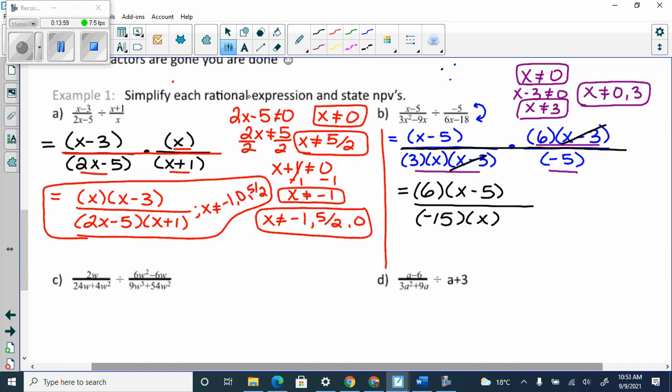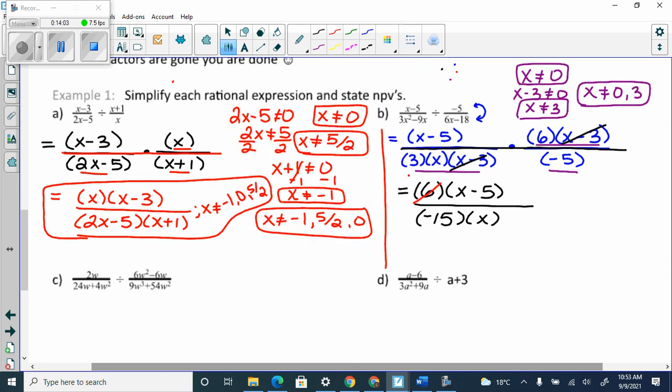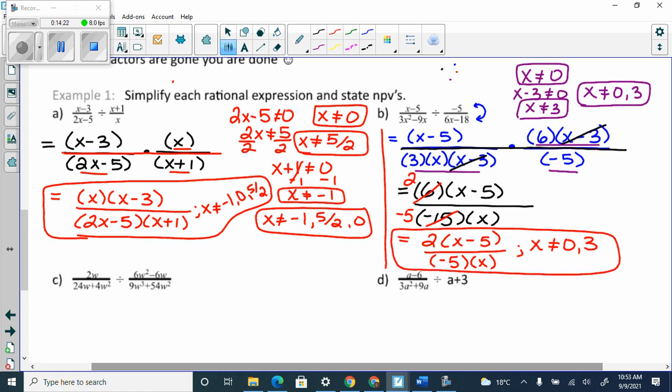And then I can reduce these by taking out a 3. 6 divided by 3 is 2. Negative 15 divided by 3 is negative 5. So I'm going to get 2 x minus 5 over negative 5x. X can't equal 0 or 3. You're going to do C and D. D is just an A plus 3. What's it over? Yeah, 1. Good job, Leslie.